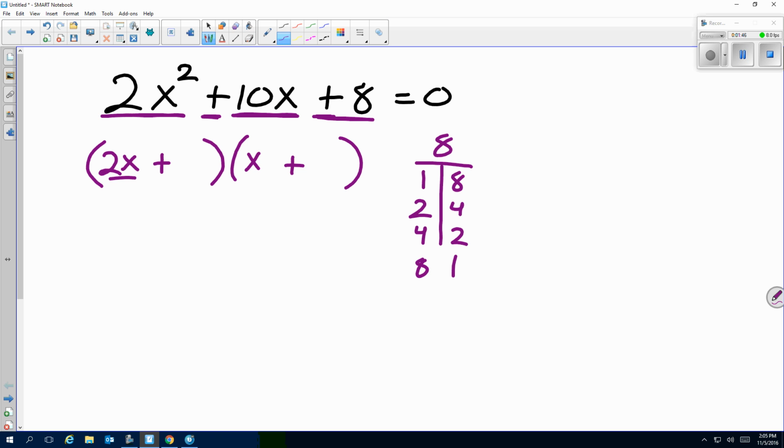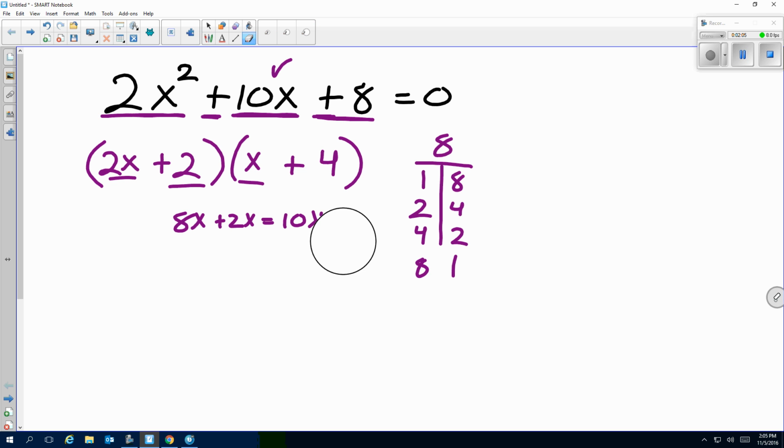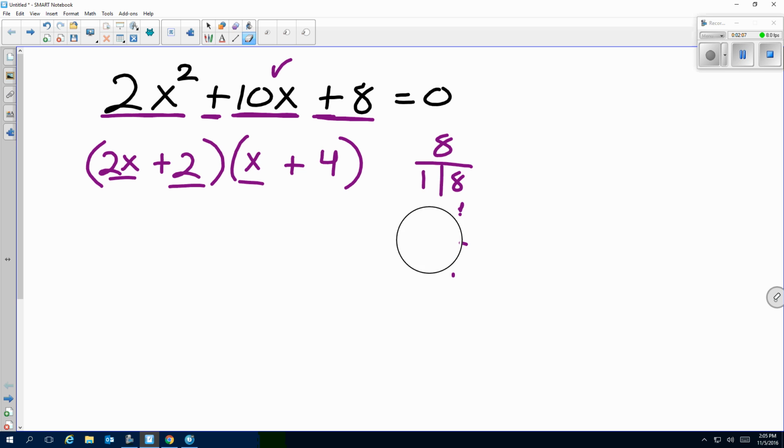What I should have seen is if I put a 4 right here and a 2 right here. Again, 2x times 4 gives me that 8x, and 2 times x gives me the 2x, which does equal 10x, which is what I wanted. Now, recall a couple of things, class. We are trying to equal this to 0. We're trying to solve for this.